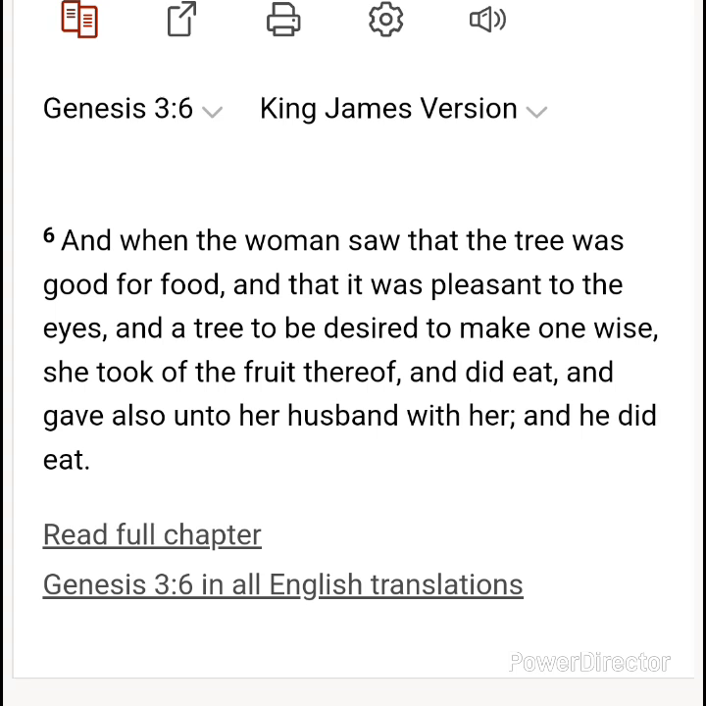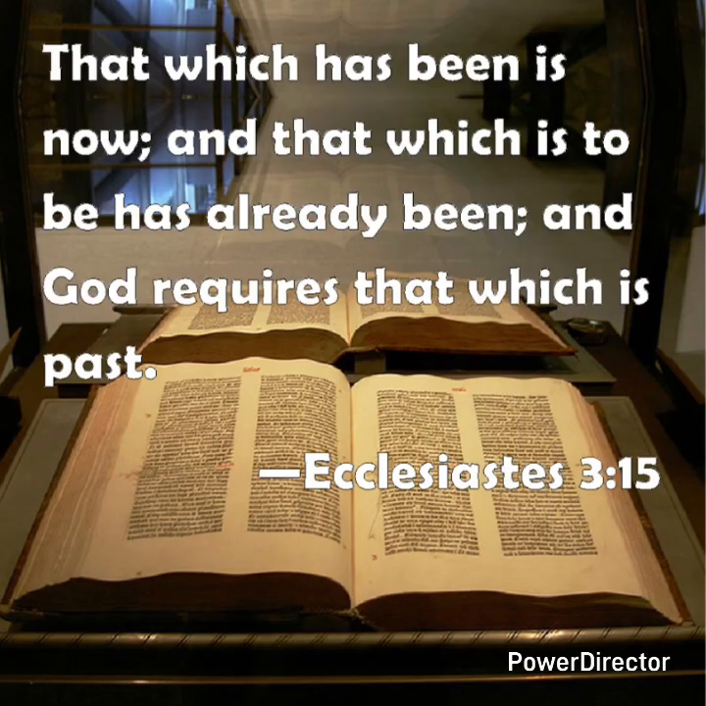Genesis 3:6. And when the woman saw that the tree was good for food, and that it was pleasant to the eyes, and a tree to be desired to make one wise, she took of the fruit thereof, and did eat, and gave also unto her husband with her, and he did eat. There's nothing new under the sun. All these cycles, these circles, 360-degree patterns are repeating themselves. Ecclesiastes 3:15. That which has been is now, and that which is to be hath already been. And God requires that which is past. I mean, there's a lot there that can actually mean if we think in the spirit.